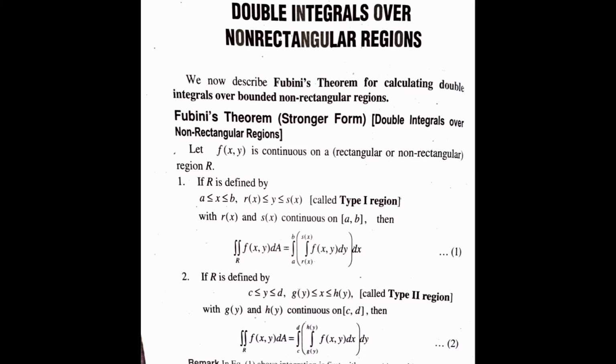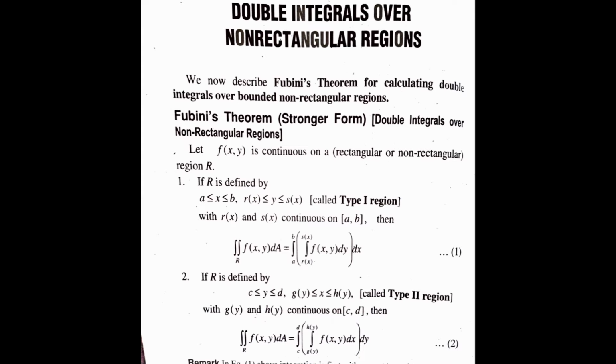If R is defined by a ≤ x ≤ b, r(x) ≤ y ≤ s(x), called a type 1 region, with r(x) and s(x) continuous on the closed interval [a,b], then the double integral over R of f(x,y) dA equals the integral from a to b of the integral from r(x) to s(x) of f(x,y) dy dx.